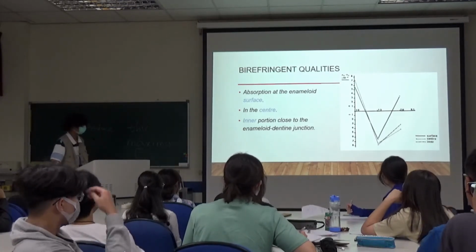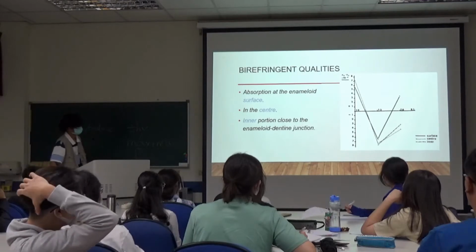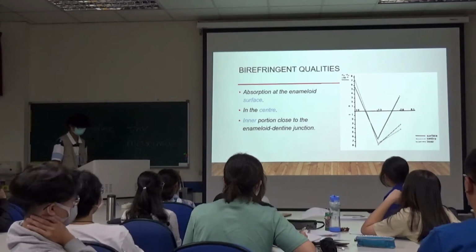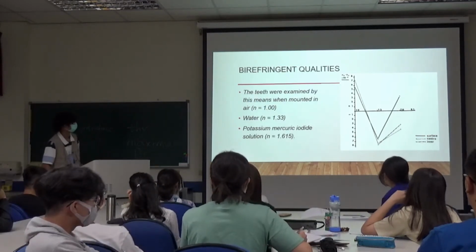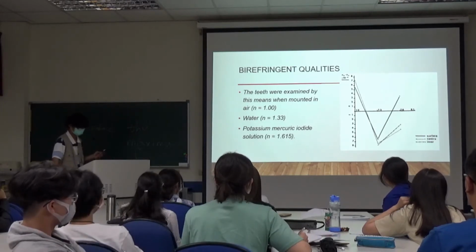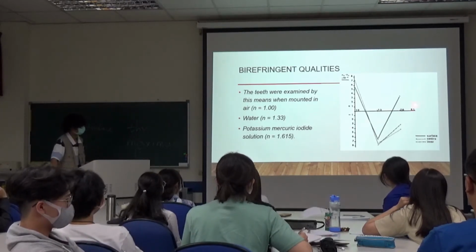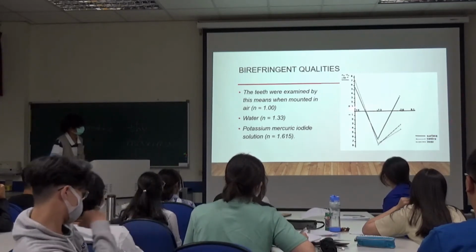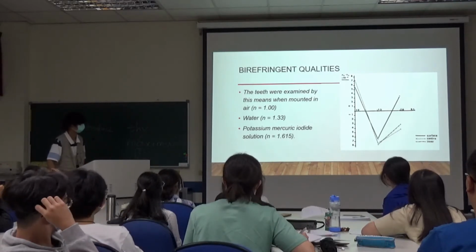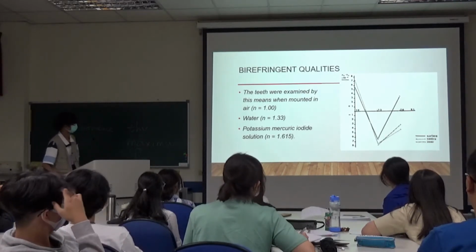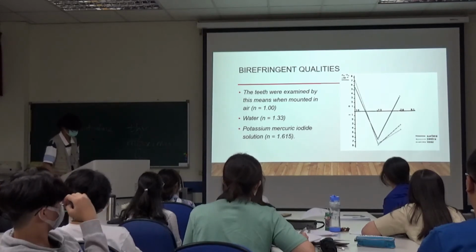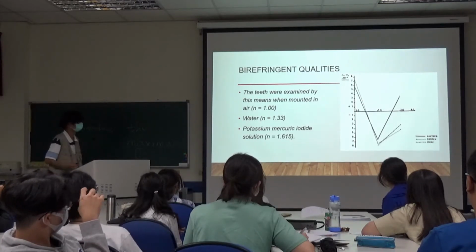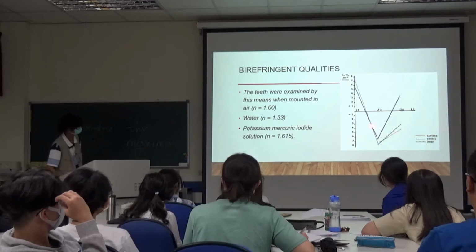And this is the result of fire-bridgant qualities, and these ray lines are on the surface, in the center, and in the inner part of the enameloid. And the y-axis means the absorption, and this means the section mounted in the air, and 1.3 is mounted in the water, and this 1.6 is mounted in the iodide, and the interesting part is the part mounted in the iodide. They show differently, it's negative and it's positive there.